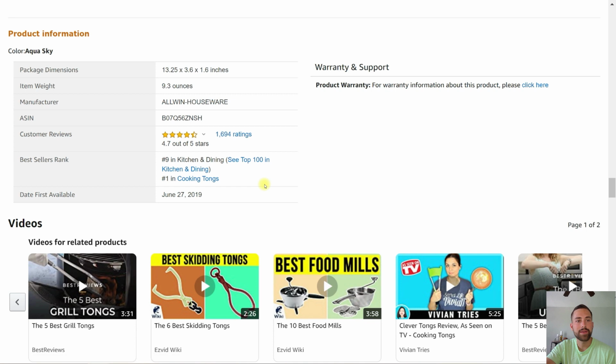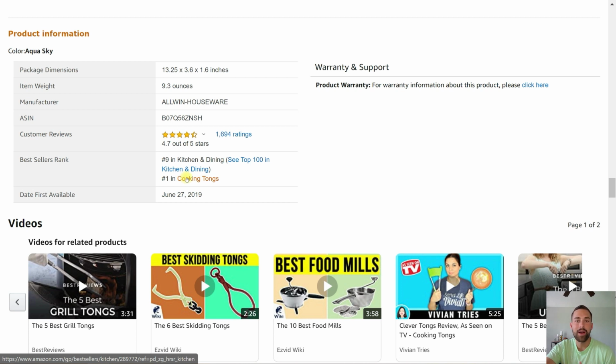Next, I'm going to go down to the product information, scroll down about halfway through the page, and you'll find this. This gives you all the product information, from the package dimensions, the weight, the ASIN, which is your Amazon Standard Identification Number, as well as customer reviews and bestsellers rank. This is the row that I want to take a specific look at. I want to look at what they're selling in the department. Again, it was the 9th bestseller, and then I want to look one level down in the sub level. In particular, I'm looking at just the cooking tongs. So this is the number 1 bestseller in cooking tongs.